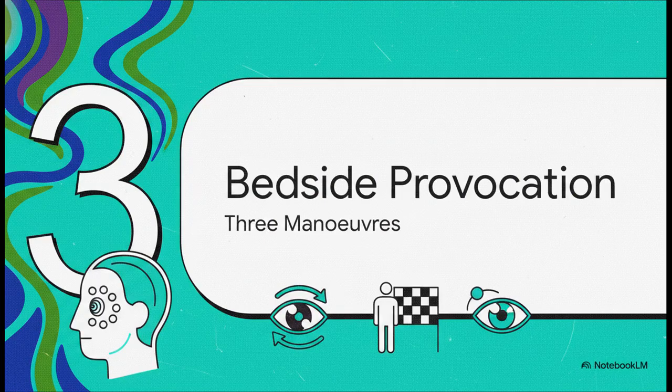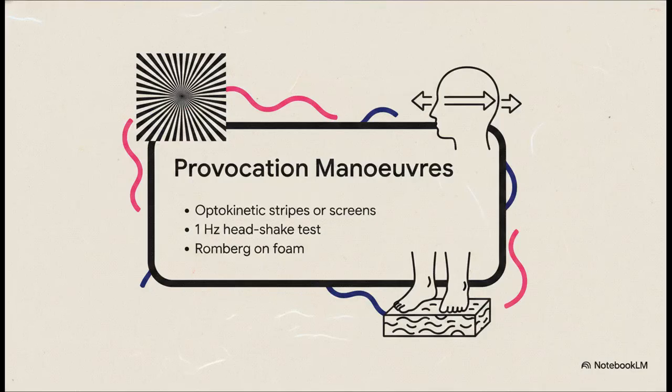Okay, section 3, bedside provocation. Let's get into 3 specific maneuvers you can use right away. You don't need a $1 million lab for this. You can actually safely trigger and identify visual dependence right there in your clinic using 3 simple methods. First up, optokinetic stimulation, using full-field stripes or a scrolling screen. Second, a 1 Hz head shake test. You just watch for the difference in their symptom severity when their eyes are open against the patterned background versus when they close them.